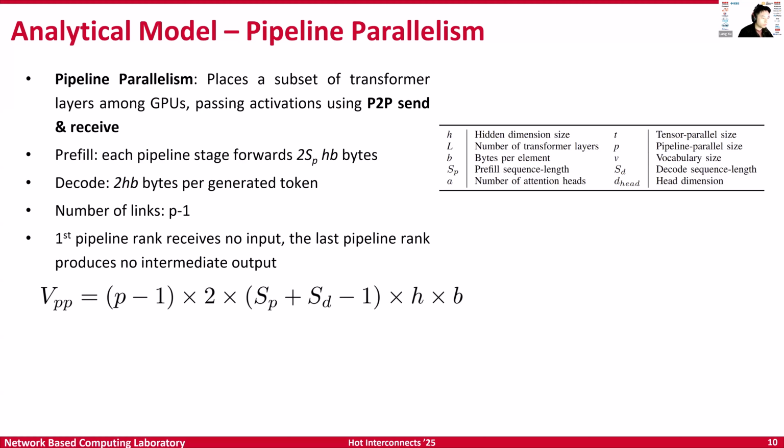So the volume of pipeline parallelism will be just the number of links times K and V times the prefill stage sequence length plus the number of decode tokens, times the hidden size times the bytes per element.